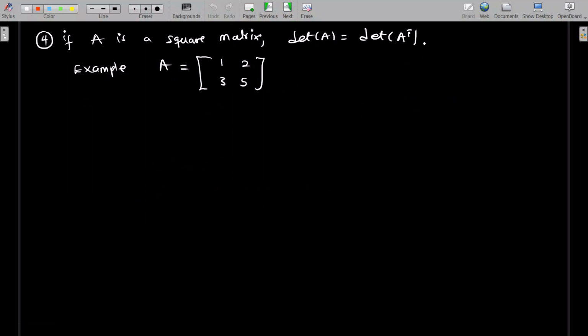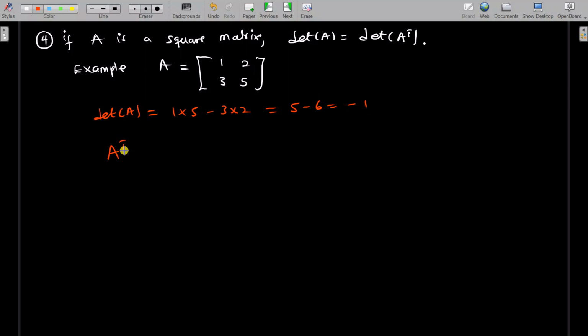Now the fourth property is that if A is a square matrix, then the determinant of A transpose is equal to the determinant of A. I'm going to use a very simple matrix, a 2 by 2 matrix. Here the determinant of A is 1 times 5 minus 3 times 2, and that is 5 minus 6, which is negative 1.